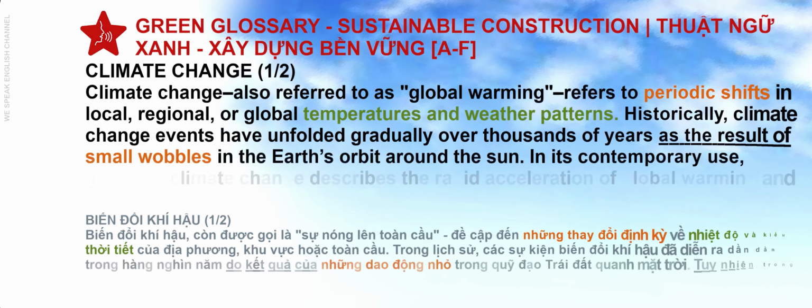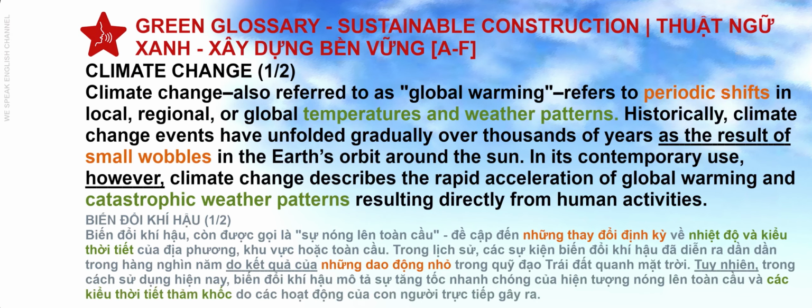Climate change. Climate change, also referred to as global warming, refers to periodic shifts in local, regional, or global temperatures and weather patterns. Historically, climate change events have unfolded gradually over thousands of years as the result of small wobbles in the Earth's orbit around the Sun.